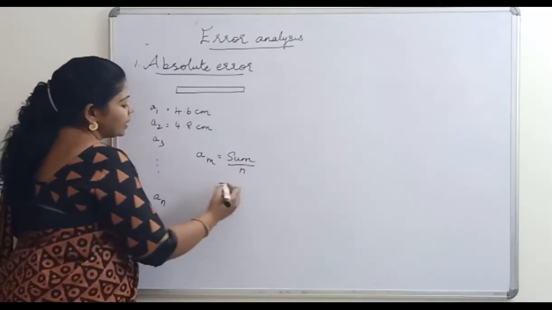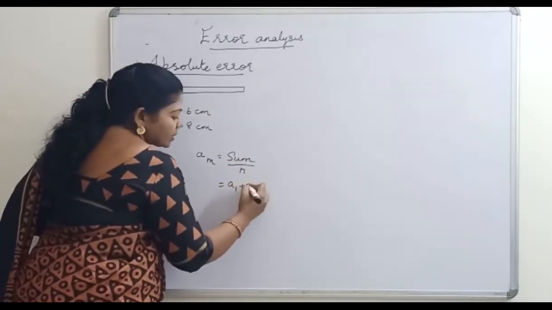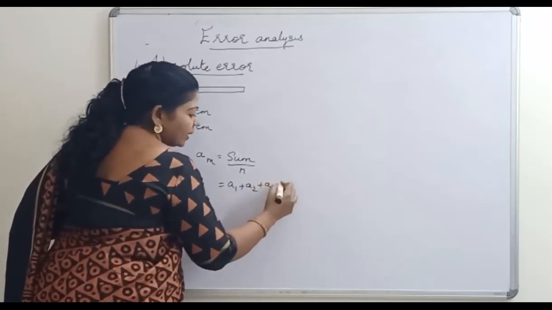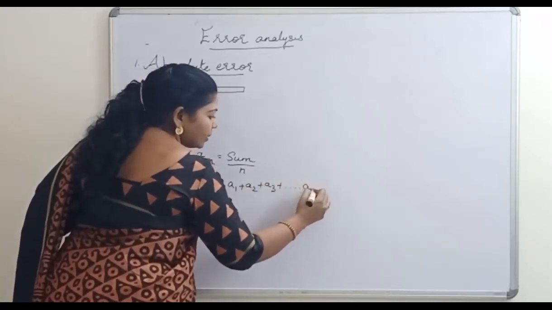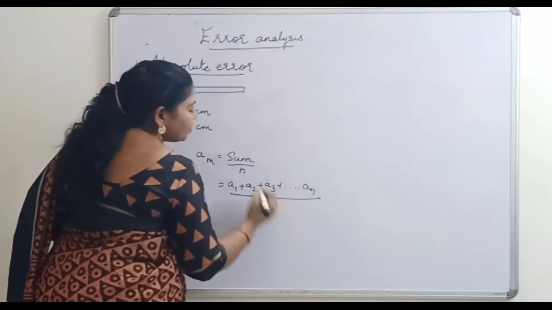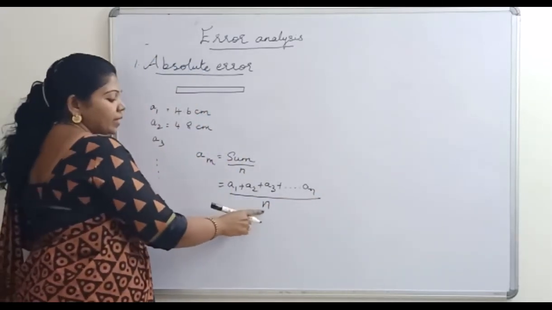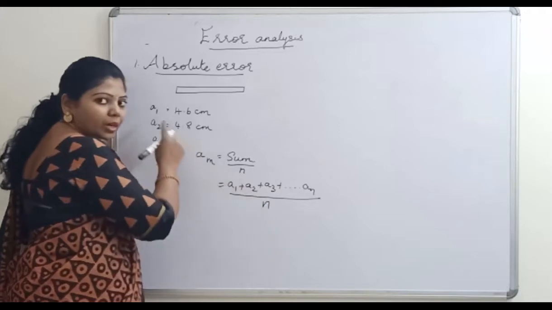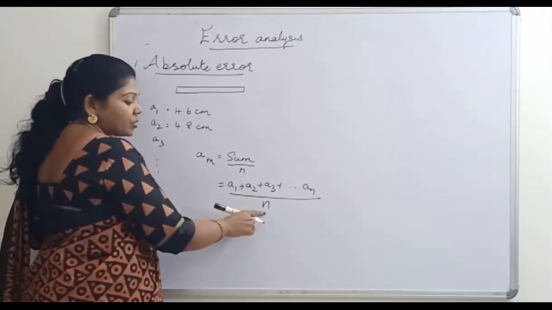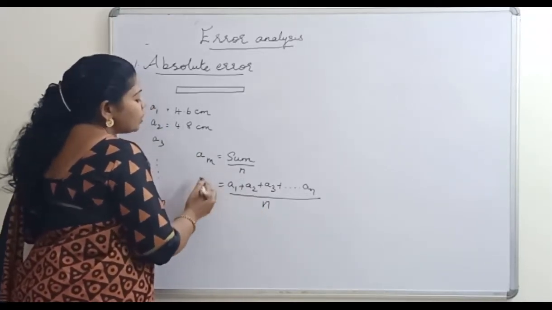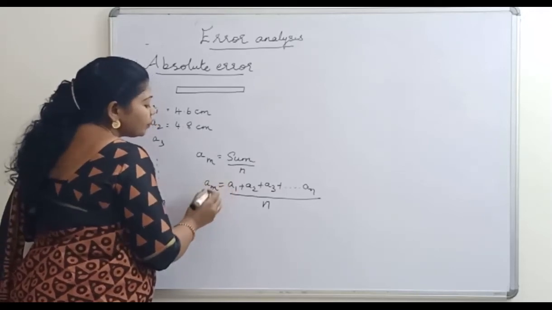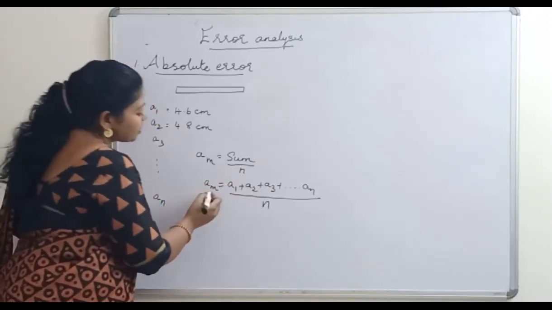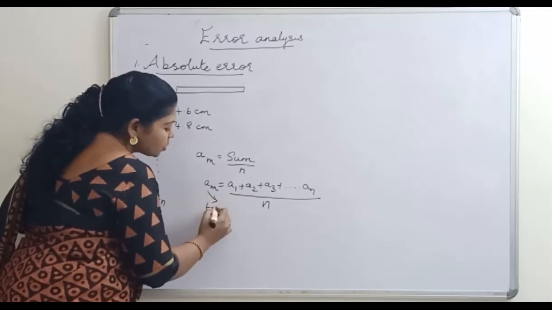Sum of these readings. So it is A1 plus A2 plus A3 till AN by n number of readings. If your n is 5, if you are taking 5 readings, then we have to write 5 here. So by finding the arithmetic mean, we can find the true value. So this AM is the true value.